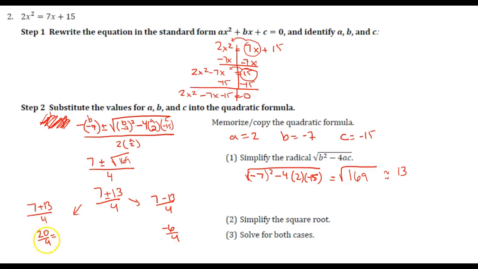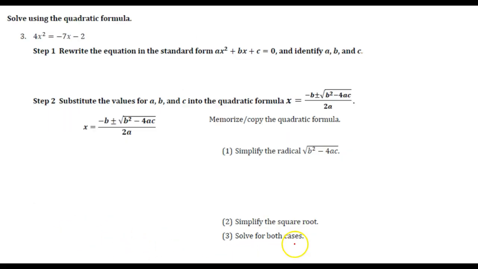If we simplify that even more, 4 goes into 20 5 times, and if I reduce that, that would be negative 3 over 2. Sorry about that, guys. Negative 3 over 2, and 5 would be our result.